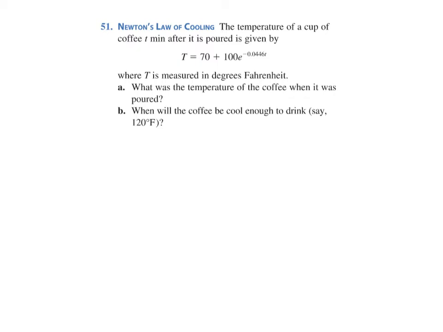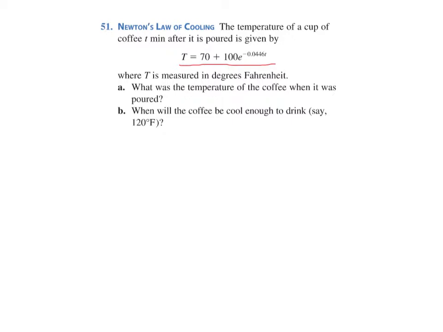So one pretty standard application of exponential and logarithmic functions is Newton's law of cooling, which basically explains that the way an object cools to the surrounding temperature is governed by an exponential function. So we are given this equation here, which tells us the temperature of a cup of coffee, lowercase t, minutes after it's poured. Capital T is the actual temperature.